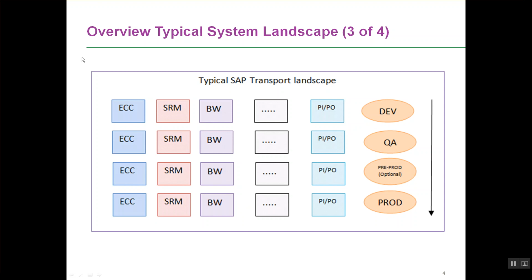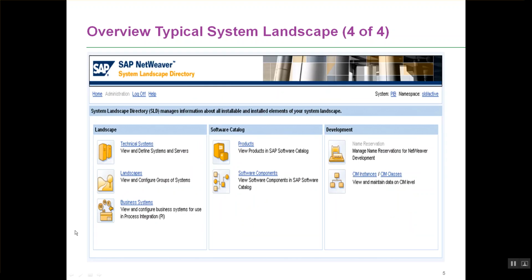landscape, what are the products that are being used in your landscape, what are the various transport groups in your landscape, and for each system that is there in your landscape, what is the physical detail of the system, what is the IP address, host name, what is the database, what is the client, what are all the patches that are there on the system, and so on. So SLD provides you with all three different facets, and this combined together is used in a PI.